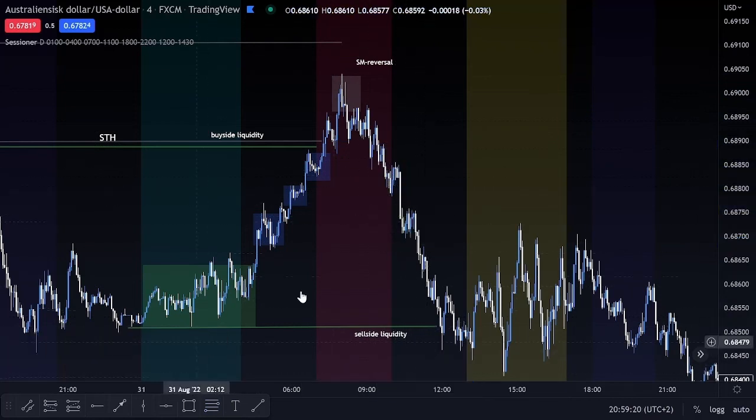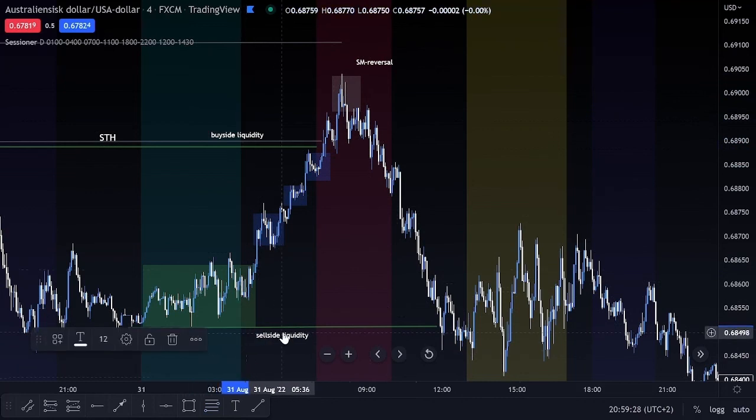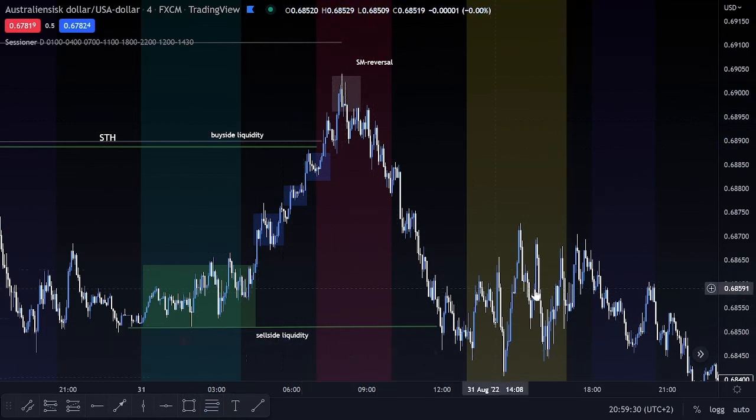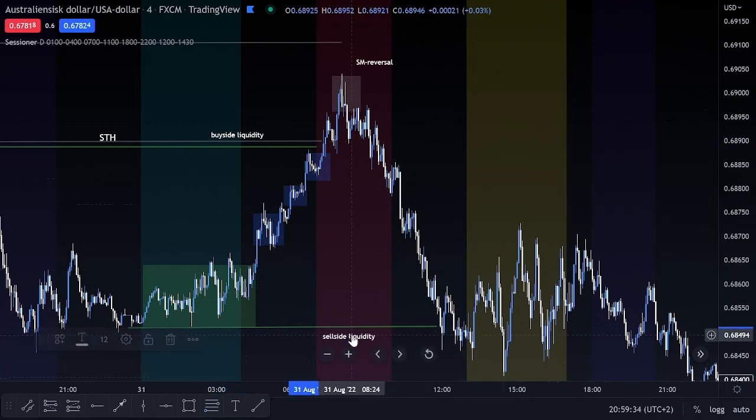And so on. So I hope this is enough to give a little bit more of an idea of how I identify setups, what I look for, why I look for it, and yeah, so on. So that was it for this time.